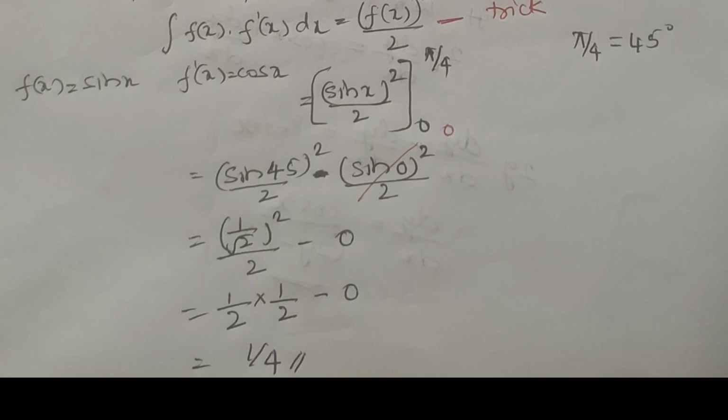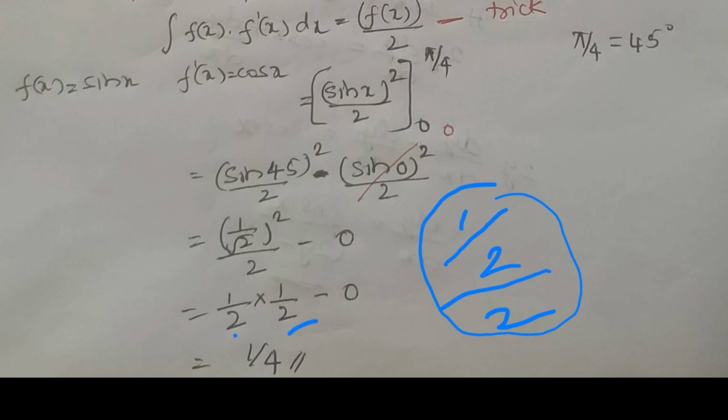So root 2 will be cancelled. That one step I have not written directly, I have written it as into 2. You will get it like this. So this whole term I have written as 1 by 2 into 1 by 2. This other term becomes 0. So 1 by 4 will be the answer for this question.